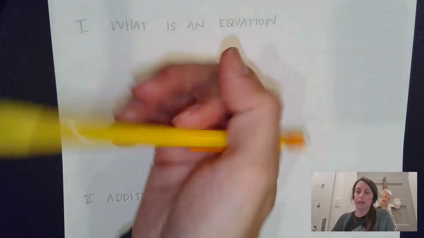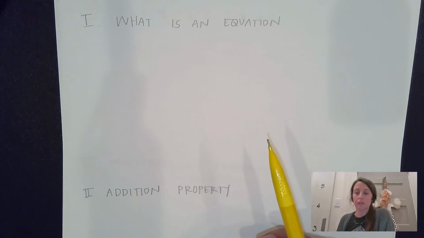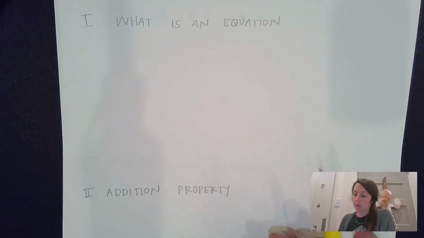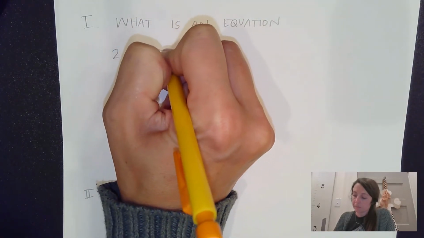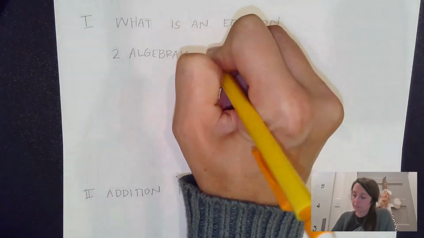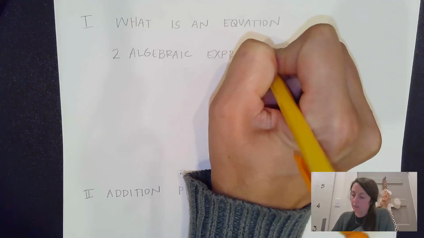Today we're going to look at solving equations. So the first thing is to look at what is an equation. An equation is two algebraic expressions combined with an equal sign.